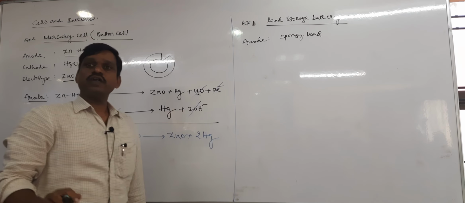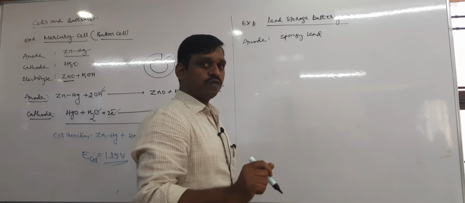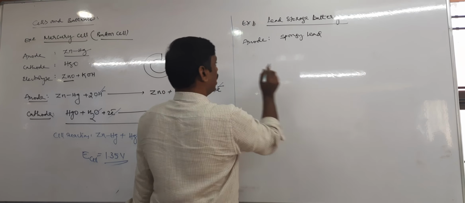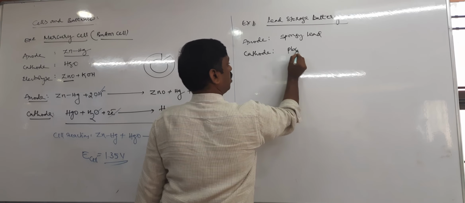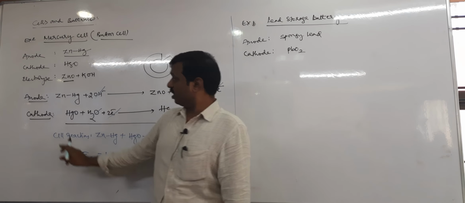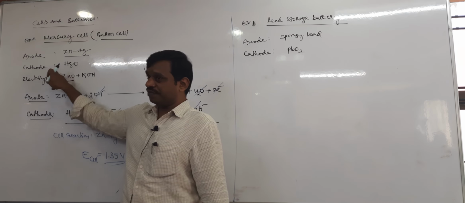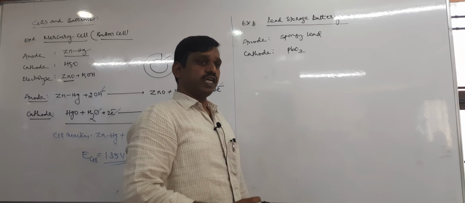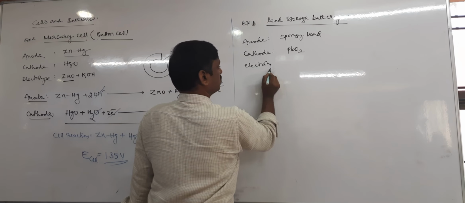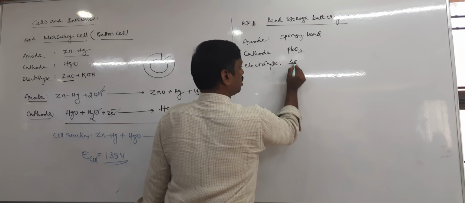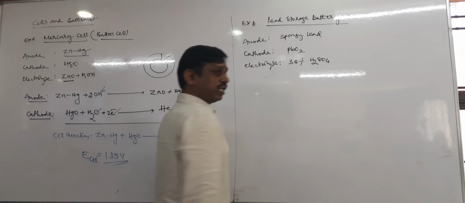It is lead only, but having holes like a sponge, which is called spongy lead. And the cathode is lead oxide, PbO2. Like here, what is the cathode? Mercuric oxide? No, that's in the mercury cell. In the lead cell, it is lead oxide, PbO2. And what is the electrolyte? The electrolyte is 38% sulfuric acid, H2SO4.